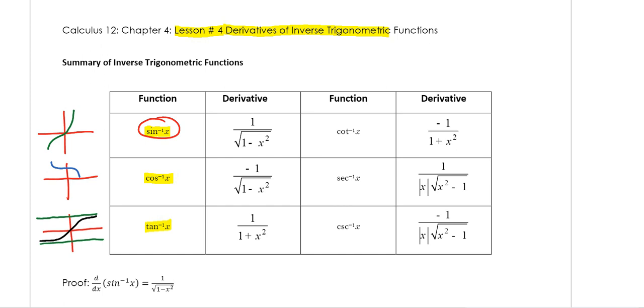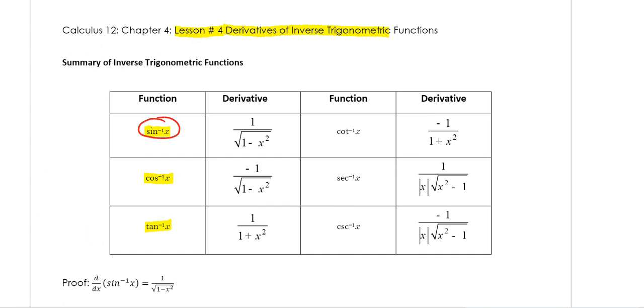And for today's class, we're going to be looking at how we can find the derivatives of these graphs so that we can find the derivative and the slope at any given point. So if I want to find the slope right here and draw maybe a tangent line, I want to be able to find that slope, and therefore I need to understand how to find the derivative of these inverse functions.